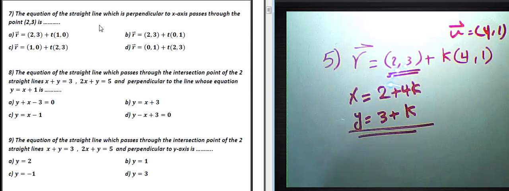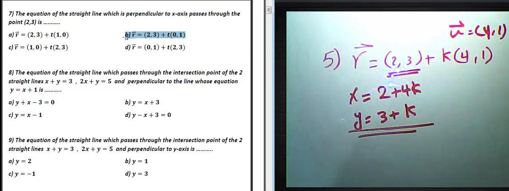Question number 7. The equation of the straight line which is perpendicular to the x-axis and passes through the point (2, 3). Look at this phrase, perpendicular to the x-axis, it means parallel to the y-axis. Parallel to the y-axis means the slope is undefined. Undefined means 1 over 0. Okay, understood? Let me explain it again.